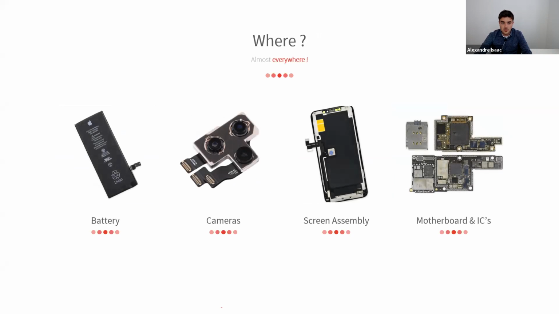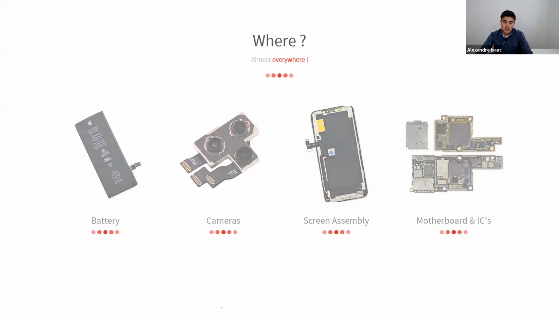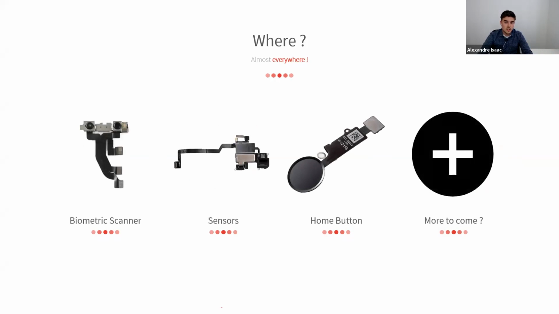Where can we find these numbers? If we look at a phone, the example here is going to be an iPhone, because that's where you find the most serial numbers today. Pretty much everywhere: battery, cameras, screens, of course, and the motherboard, which is where you find all the electronic components. But also on all the new features they implemented over the years, such as biometric scanners, sensors like proximity sensors or even ambient light sensors, home buttons, and we think maybe they could implement this in even more parts. So this is something that's been here for a while.